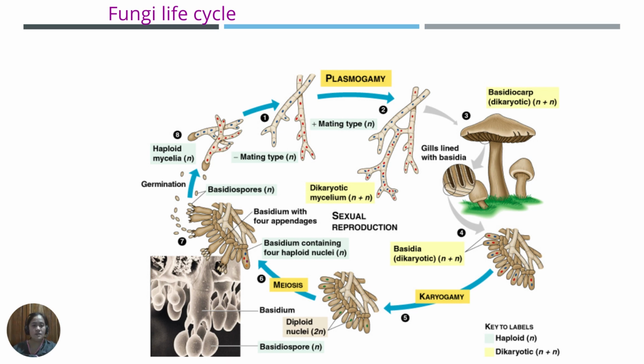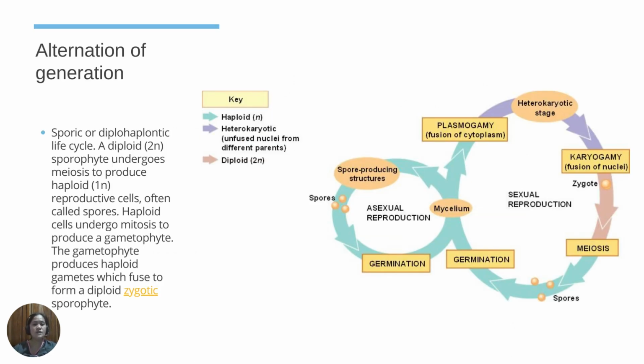Tatlo lang yan, plasmogamy, karyogamy, and meiosis. Okay, during the karyogamy, meron dyan yung basidia or dikaryotic. And then meiosis, yan. Hanggang sa magkaroon na ng haploid mycelia. Okay, next is the alternation of generation.